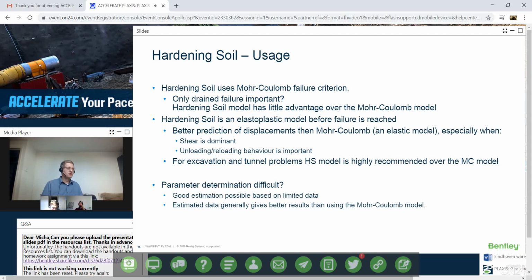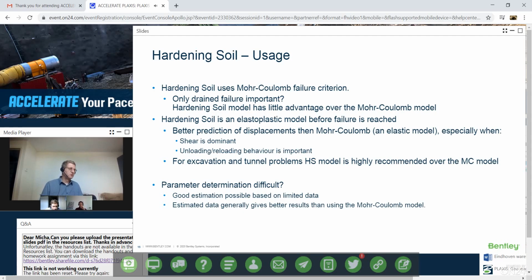But because the hardening soil model is an elastoplastic model and it already has plasticity before reaching failure, you do see that in undrained behavior, the two models behave differently. We will mostly talk about this on the Wednesday session. When we talk about clay, I will also say a little bit about undrained behavior, and then we will also see how hardening soil in undrained behavior is different compared to the Mohr-Coulomb model. So if you want to know about that, you will have to come back on Wednesday.